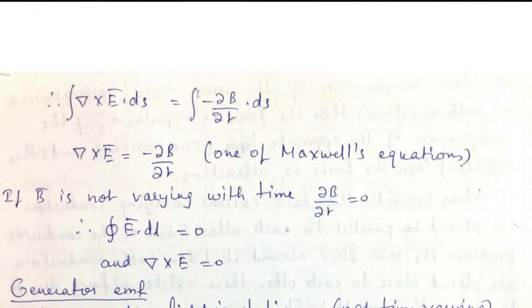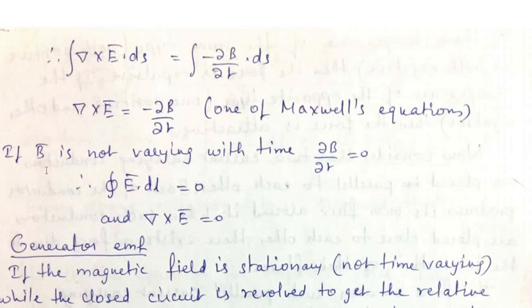We have the integral, we have the dot ds term. So if you remove these terms, these are the terms left. Del cross E is equal to minus dou B by dou t. This is one of Maxwell's equations. But if the magnetic field is not varying with time, we can take this term as 0. Dou B by dou t is equal to 0. Therefore, closed integral E dot dl is equal to 0.